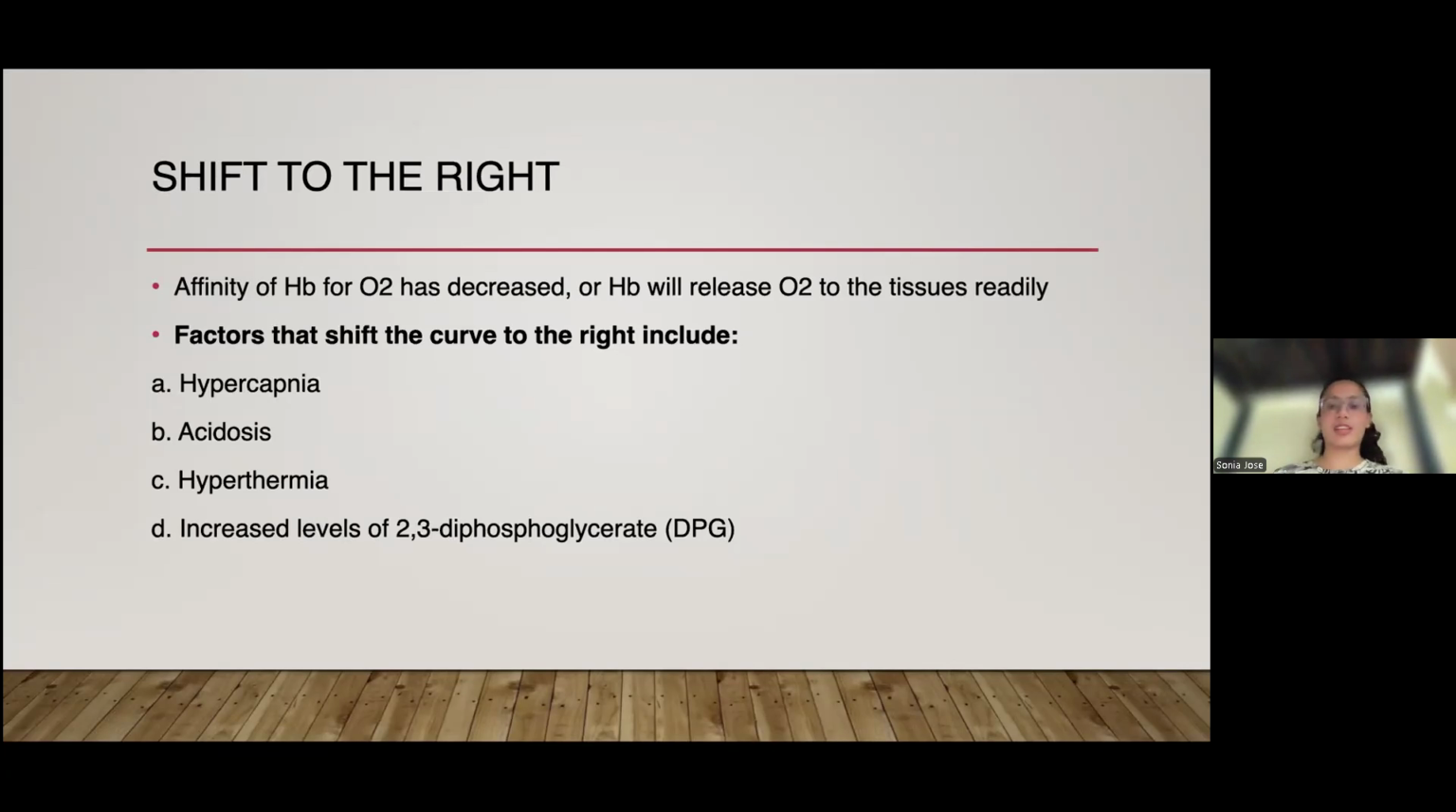You should always remember these factors for right shift and left shift. If you remember one, you'll know the other also. So always try to remember this because I had one question on this also. Factors that shift the curve to the right are hypercapnia, hyperthermia, increased level of 2,3-diphosphoglycerate, and acidosis. That means everything is increasing in the factors for the right shift. And for acidosis, the pH will reduce, and reduced pH is a factor for right shift.